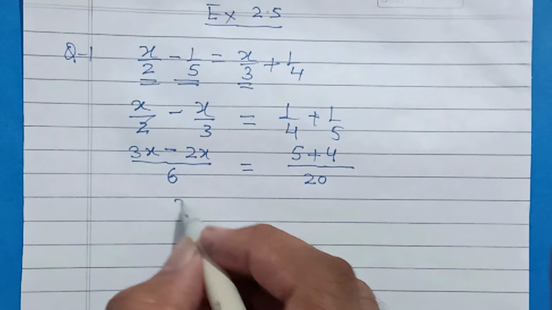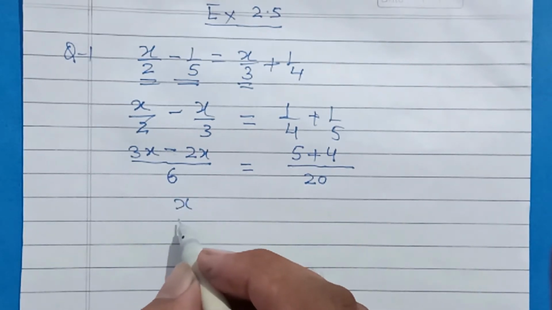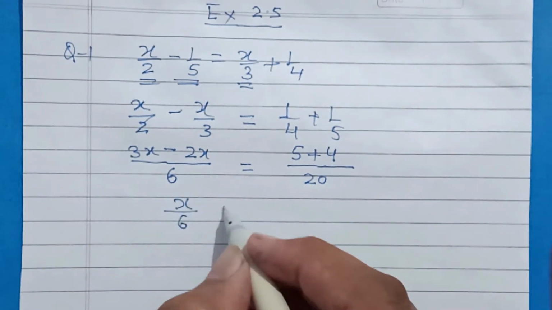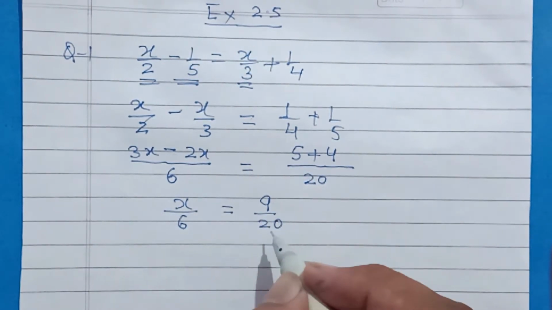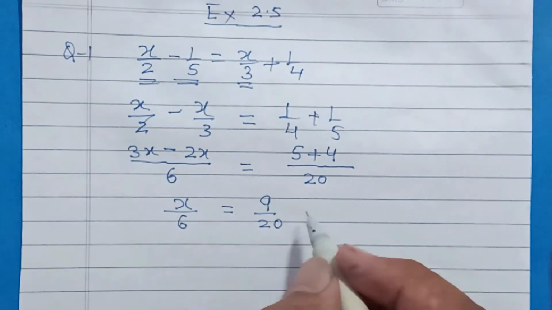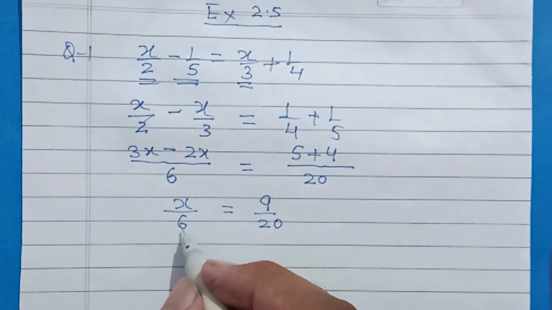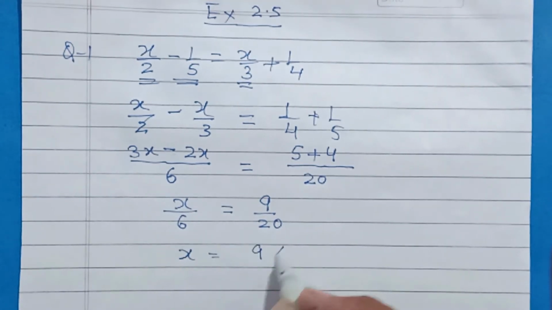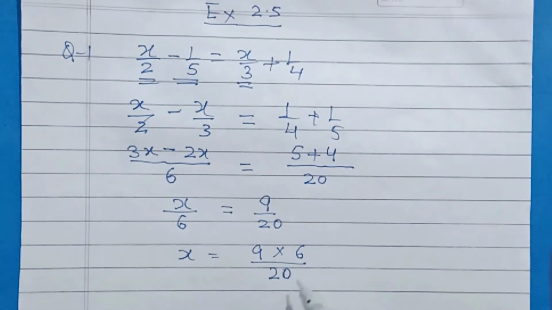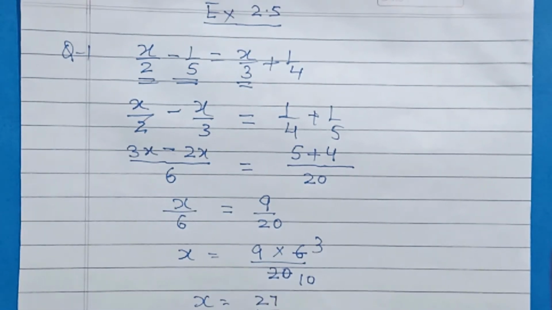Now 3x minus 2x is 1x. It is only written as x, upon 6, is equal to 5 plus 4 is 9 upon 20. Now take this 6 to the right hand side. On the left side it is in the denominator. On the right hand side it becomes numerator. Now divide: 2 3s are 6, 2 10s are 20. So the answer is 27 upon 10.